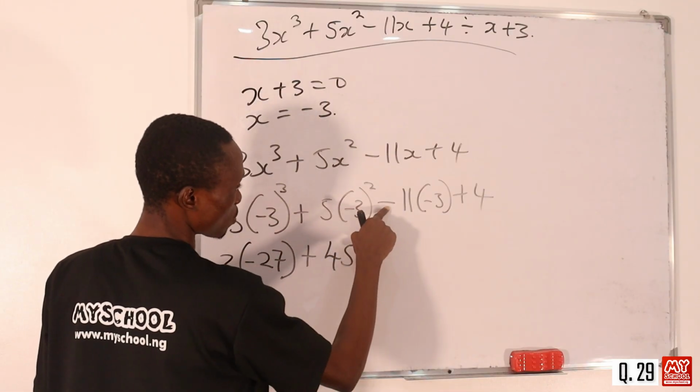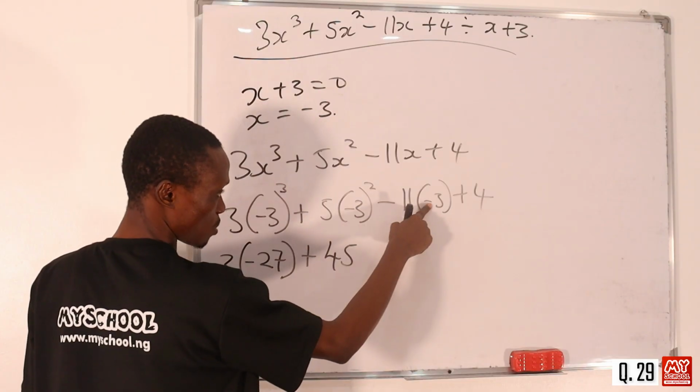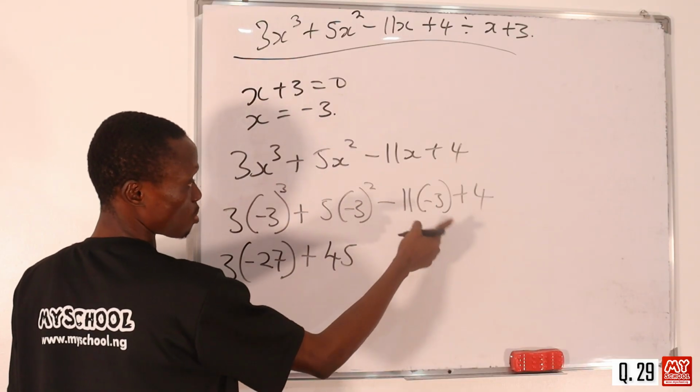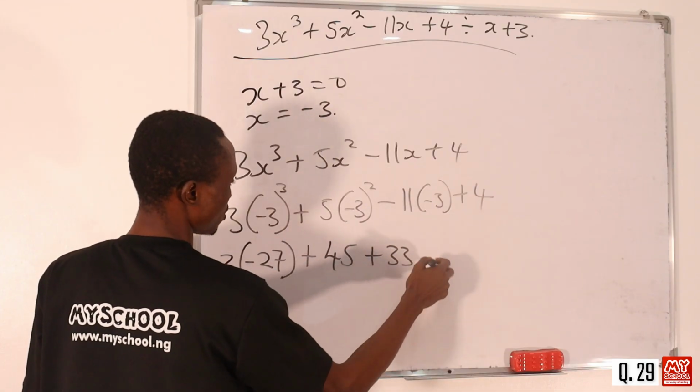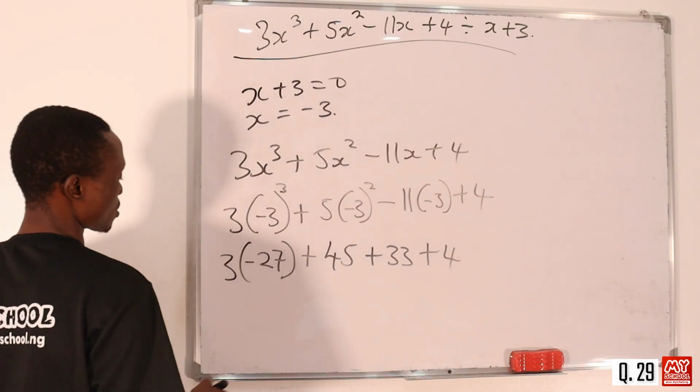Then minus, now here we'll have minus and we also have minus here. So minus is going to be plus. So 11 times 3, that will give us plus 33. Then plus 4. Okay, so let's tidy up everything.